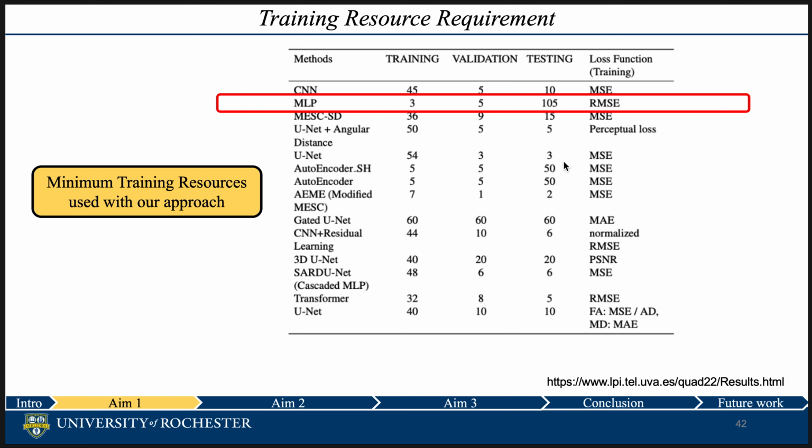Finally, when we look at our training resource requirements, we see that our approach achieved its results using minimum training resources compared to different other techniques in the field. And this is important for clinical datasets because in clinical cases, the datasets are pretty scarce, and to train our model, we actually need to apply our model on so many testing datasets. So it is important that minimum training resources are used to train these kinds of models.